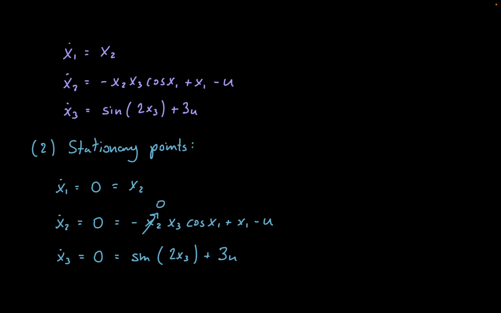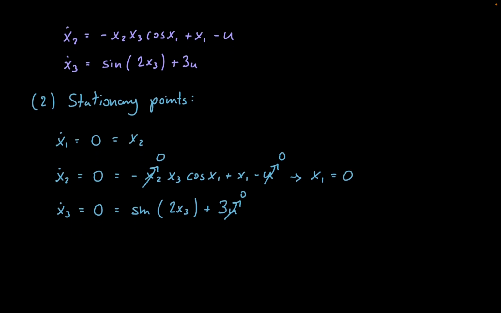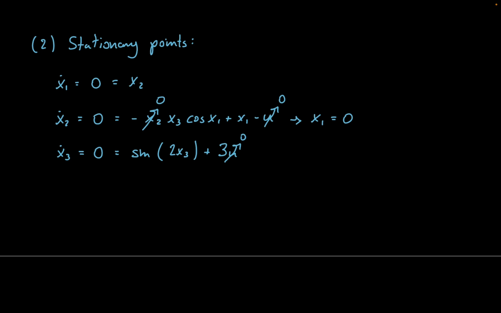Now, in our stationary point form, when we're trying to find those x1, x2, x3 values of the stationary position, so no movement, we'll actually drop our external effects. So our u values will go to 0 here. That means in our x2 dot equation, we get that x1 is equal to 0 along with x2. But for that third equation, x3 might not necessarily be 0, so we have to find out. We'll essentially have 0 is equal to sine of 2 times x3.